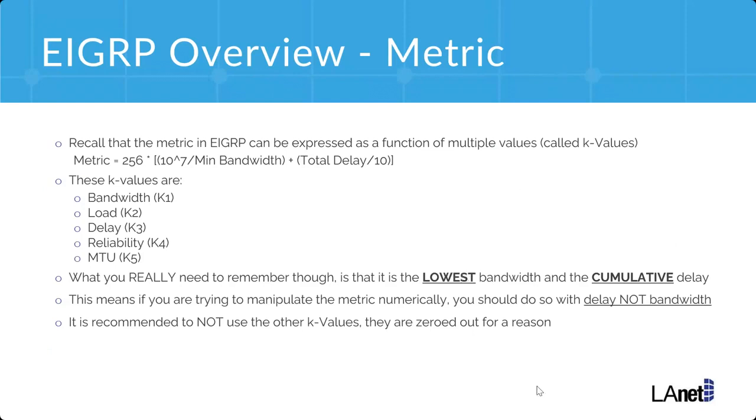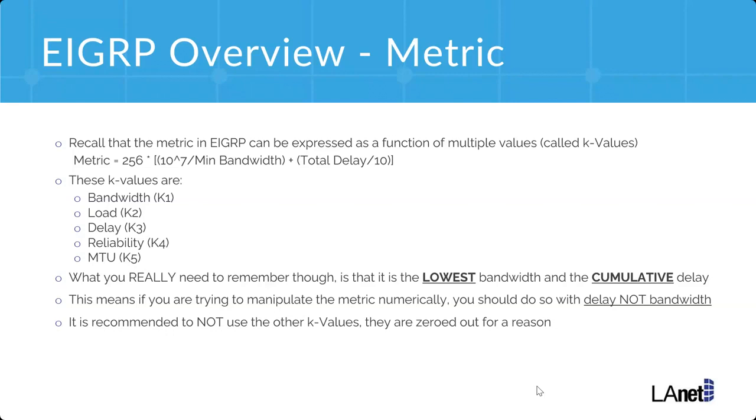So I'm not going to keep reading out the equation, of course. The default metric is what we had up before, and it's here again. There are 5 what we call K values associated with EIGRP, and technically, the values are not the bandwidth, the load, the delay, the reliability, and the MTU. Rather, they're the multipliers, right? It's really what we multiply the bandwidth, the load, the delay, the reliability, and the MTU by.